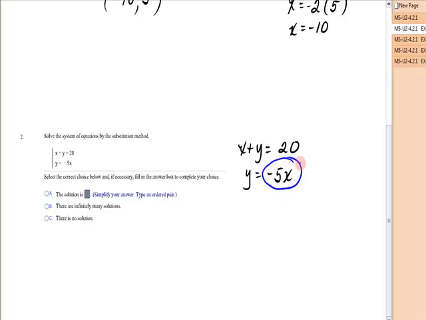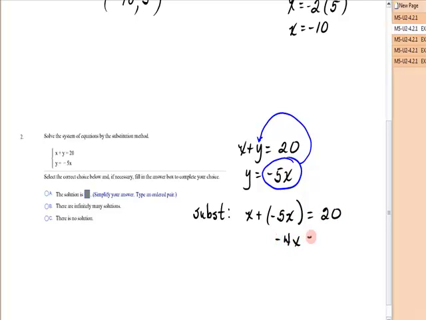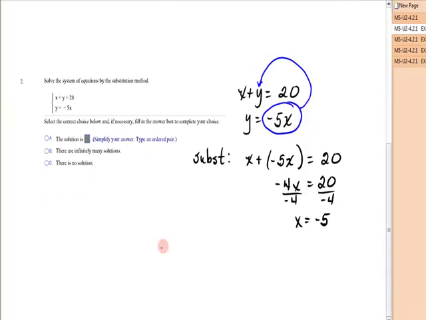Now I will take that value and plug it in the place of y. I'll make a little note that I'm substituting now. I have x plus, in the place of y, I put negative 5x, close, is equal to 20. And I solve that equation. So I have negative 4x is 20. Divide by negative 4. x is equal to negative 5. I'm halfway there.